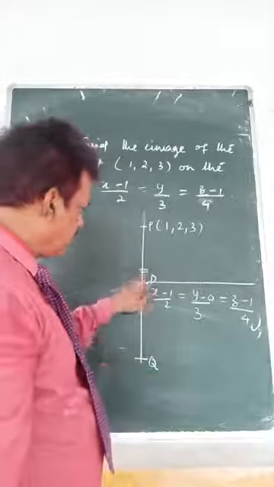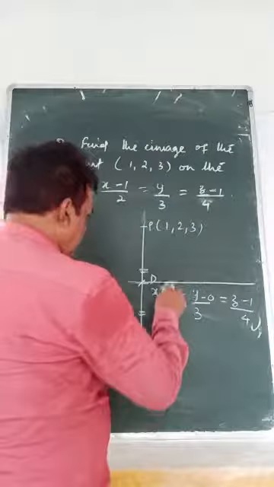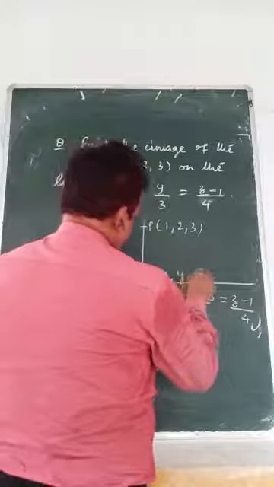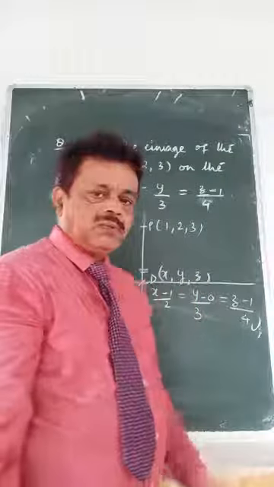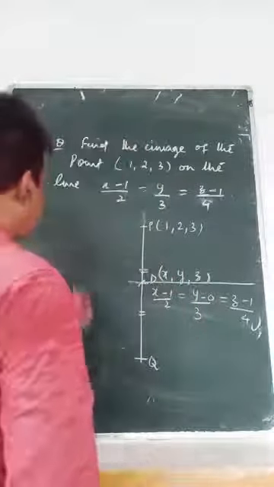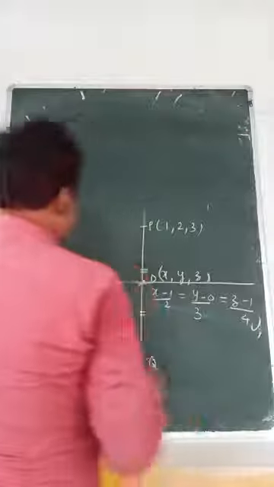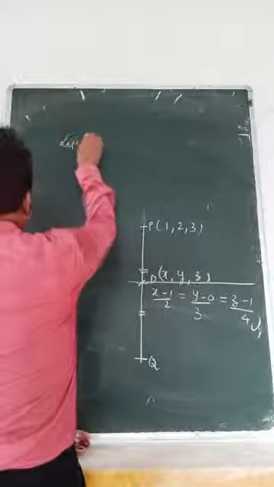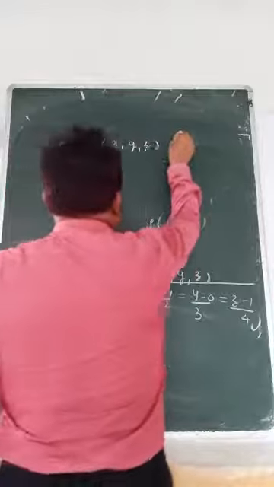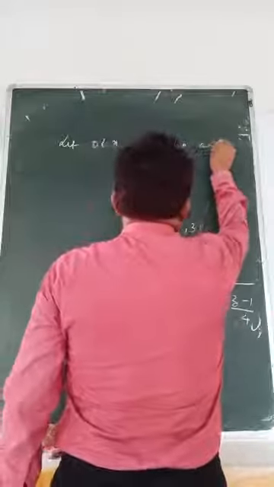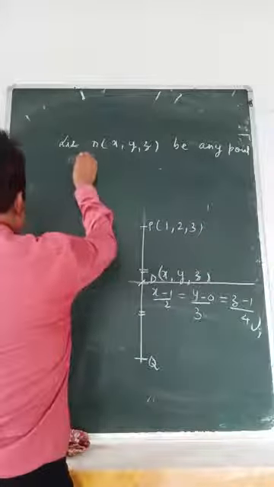Just now I taught you how to find the value of D. How did you find it? Suppose this is x, y, z, any point on the line. Write down the same procedure. Let D (x, y, z) be any point on the line.